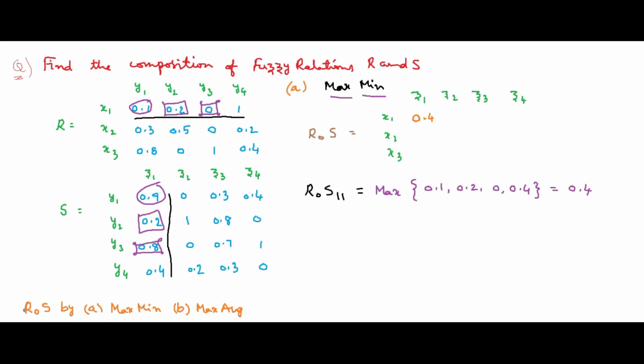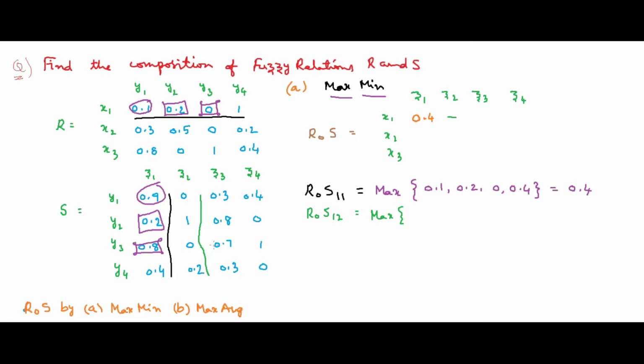Okay, let me go ahead with some other element. So this is R∘S (1,2), which is equal to the maximum of... it is (1,2), so I need to find the value for x1 and z2. Okay, x1 is this one, and for z2 I need to concentrate on this column.